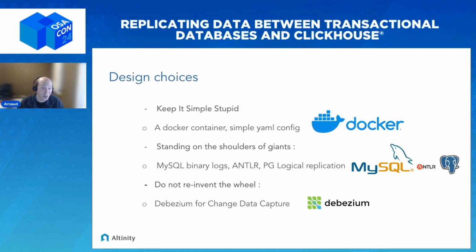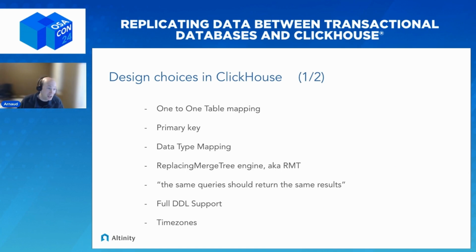And we didn't want to reinvent the wheel, so we leveraged Debezium, which is maintained by Red Hat, which is a very powerful change data capture library. In terms of design choice, it's very easy, one-to-one table mapping. We respect the primary key. We support all data types because we don't want to lose any bit of data. In ClickHouse, we use ReplacingMergeTree, which gives you some kind of uniqueness guarantee. If you run FINAL, then the data is unique based on the primary key. And that's the same as Postgres or MySQL if they have a primary key.